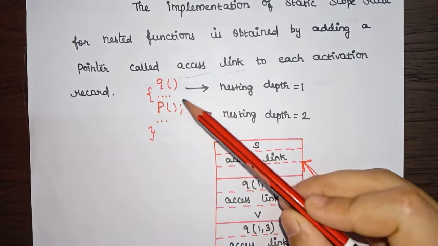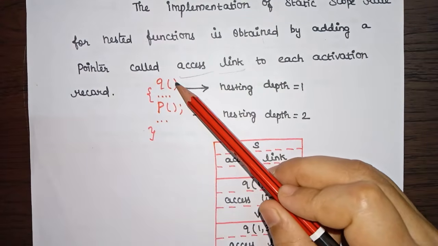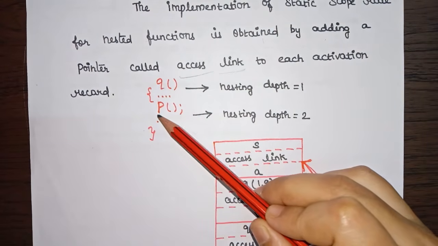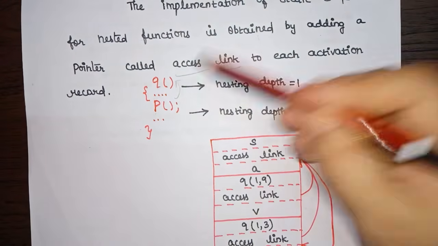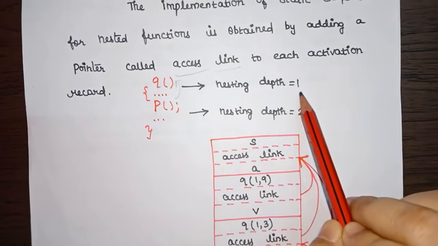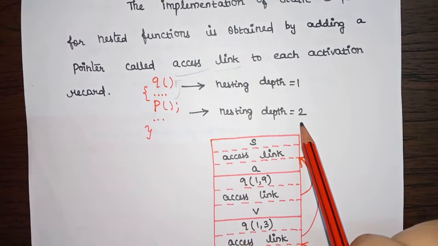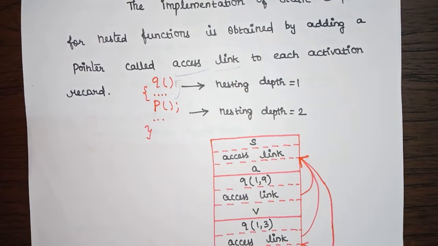We'll see how we can add the access link for each and every activation record. If you look here, we have a procedure Q and a procedure P, and this procedure P is nested inside the procedure Q. Here the nesting depth for Q is 1 and the nesting depth for P is 2.